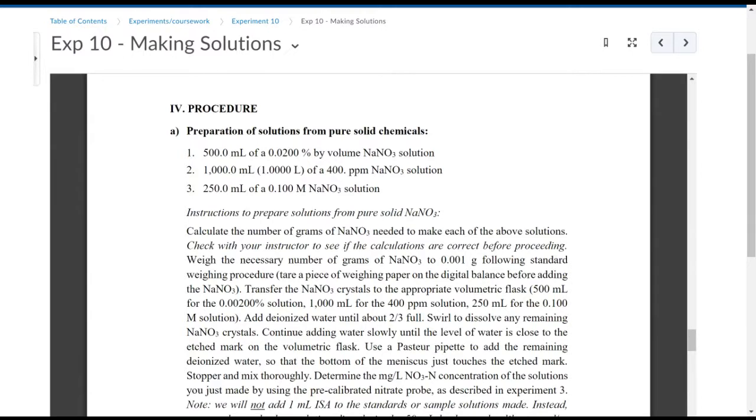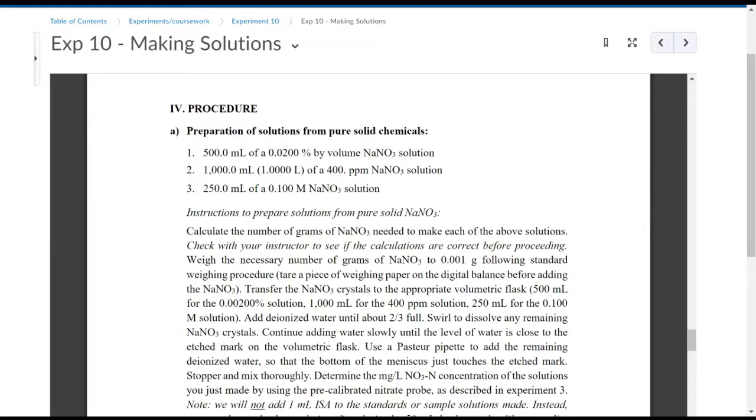Okay. Yes. So for 3, we need that, and that's for 250 milliliter. So we have the volume and we have the mass. Okay, we are going to make these 3 solutions.